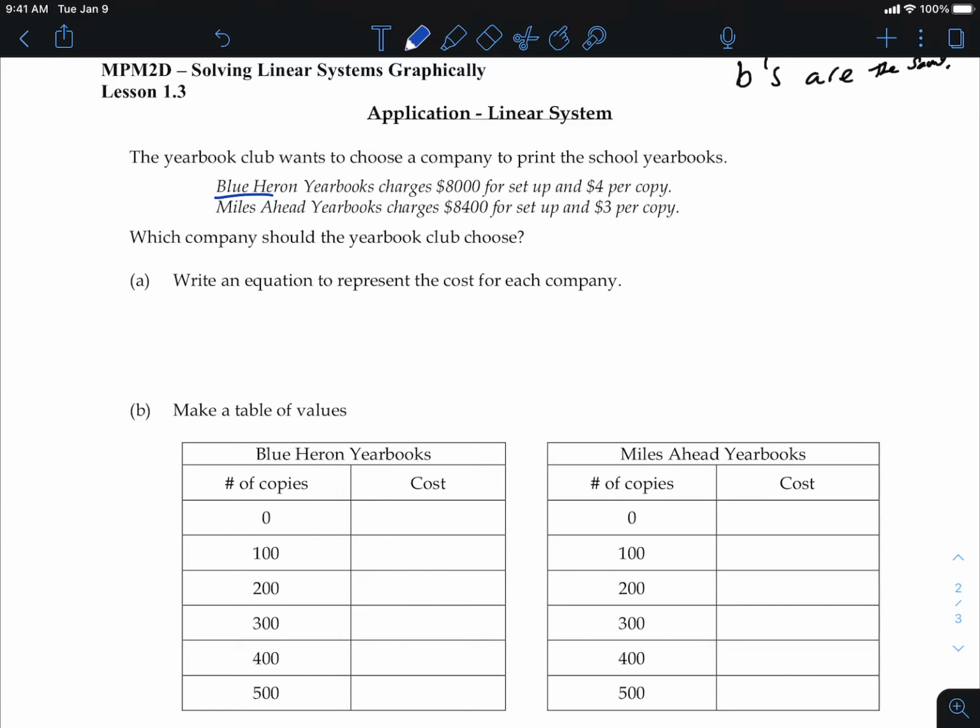So it's just giving you some information. Okay, so what you want to do is, ultimately you want an equation that looks like this, y equals mx plus b, right? Okay, so with the first one, Blue Heron, they charge you $8,000 just to set up their machines. And then past that, they're going to charge you $4 per copy.